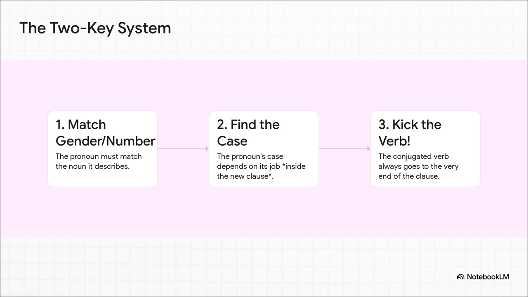Easy enough. Key number 2, and listen up, this is the most important part. The pronoun's case is decided by its job only inside the new little clause. And finally, the golden rule? I call it the verb-kicker. That pronoun acts like a verb kicker. It literally boots the verb to the very end of its own clause.